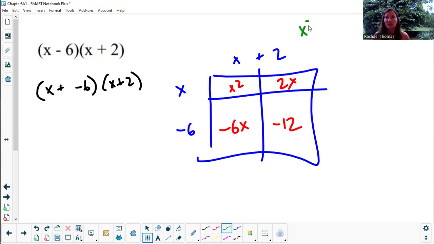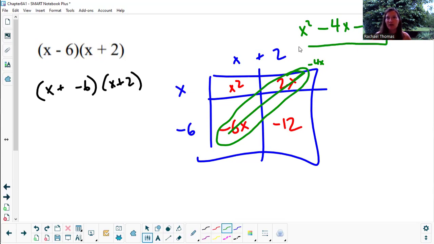I get x squared. Let's combine these right away. We're getting pretty quick with this. Negative 6x plus 2x's. That makes negative 4x. So x squared minus 4x minus 12, final answer.